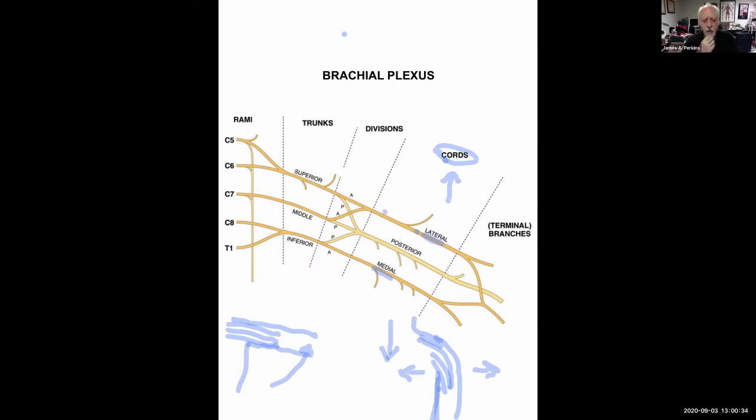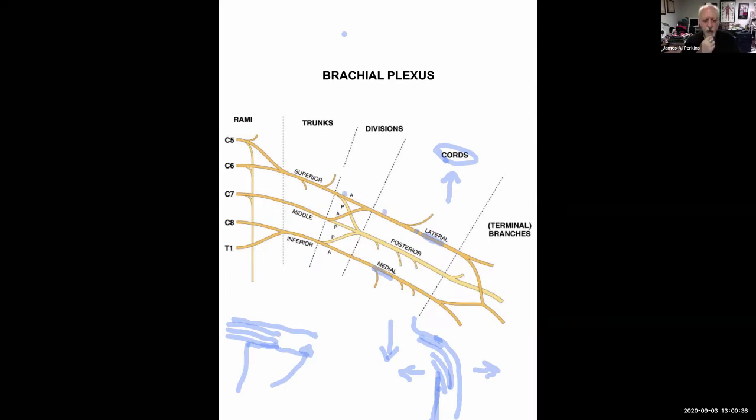But the lateral chord is made up of the anterior division of the superior trunk plus the anterior division of the middle trunk joining together.